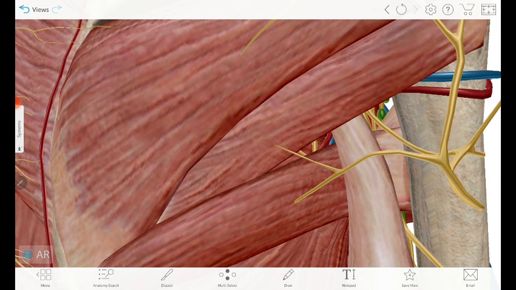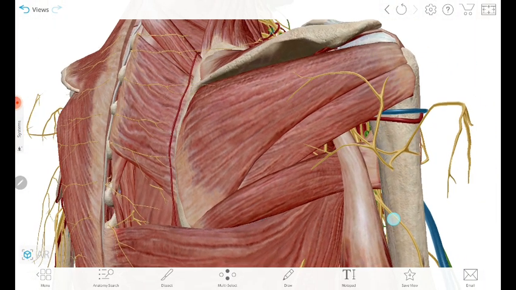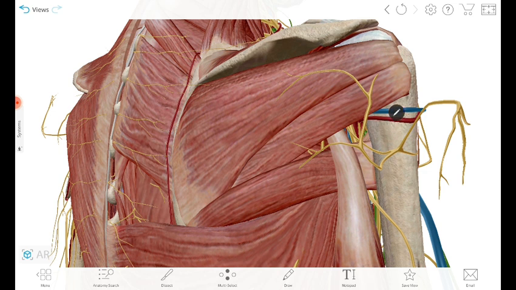Now we have one quadrangular space. Again, this is the teres minor, this is the teres major, this is the triceps, and this is the humerus. So one quadrangular space is formed over here. You can see this quadrangular space. This is known as the quadrangular space itself.